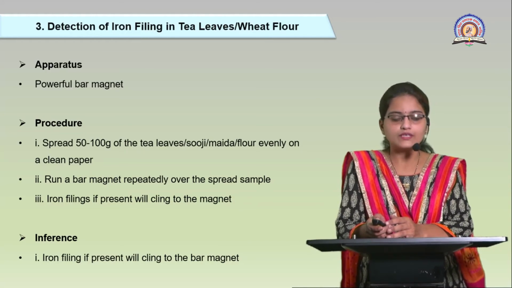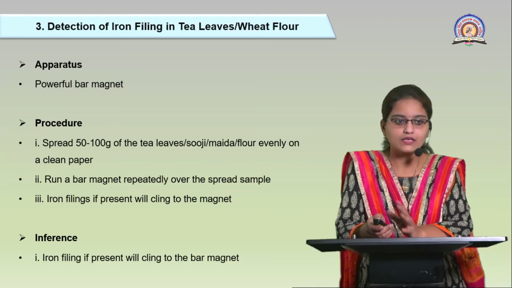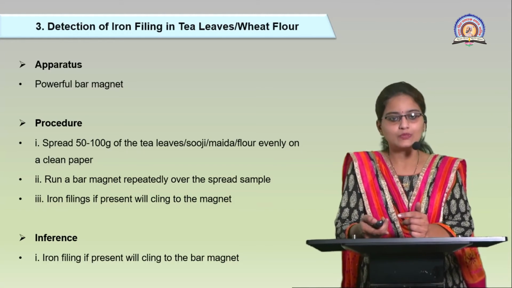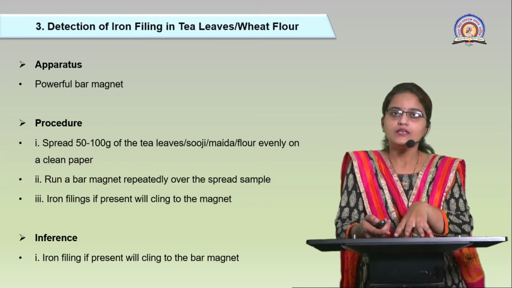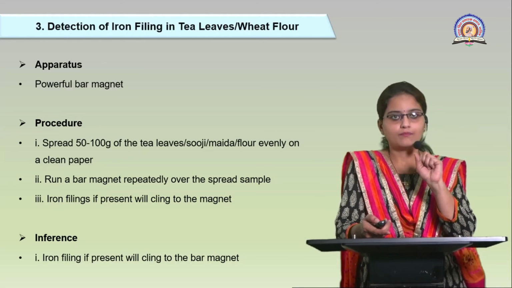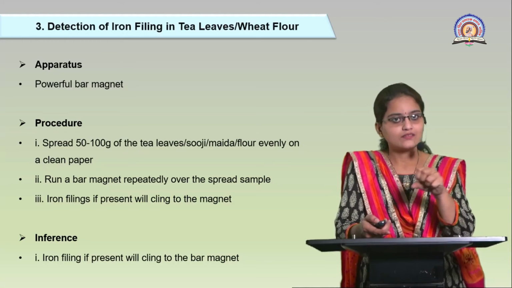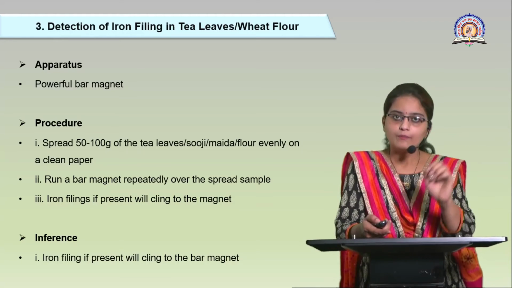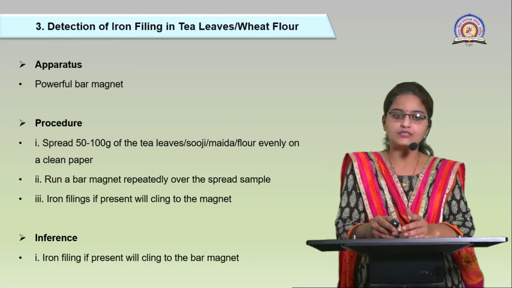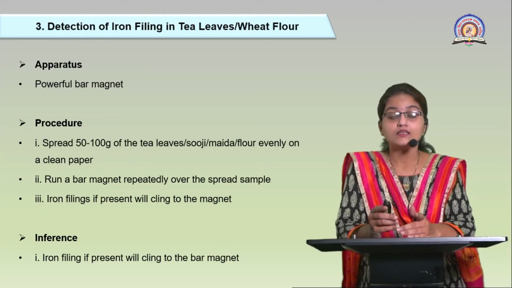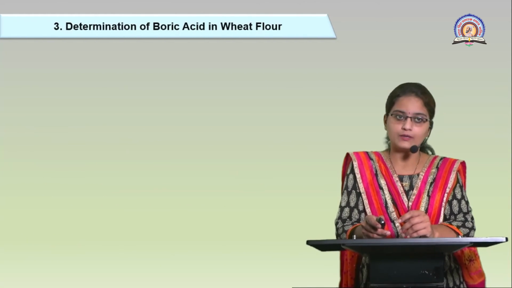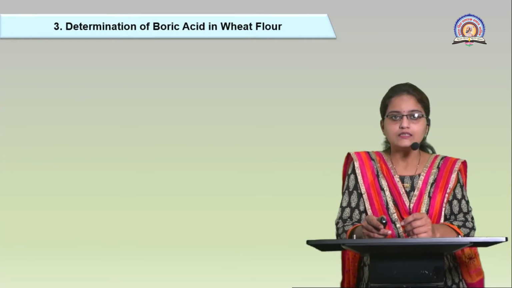The procedure is also very simple. Spread 50 to 100 grams of tea leaves or suji or wheat flour evenly on a clean paper. Then run a bar magnet repeatedly over the spread sample. Then iron filings, if present, will cling to the magnet. As I have told you, a magnet always attracts iron. That's why if iron filings are there, they will definitely cling to the magnet bar. Iron filings clinging to the bar magnet indicates the presence of iron-like adulterants in the wheat flour. Now, another adulterant is boric acid.